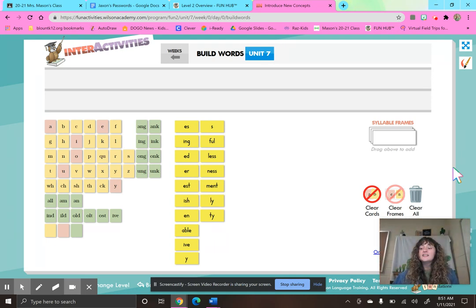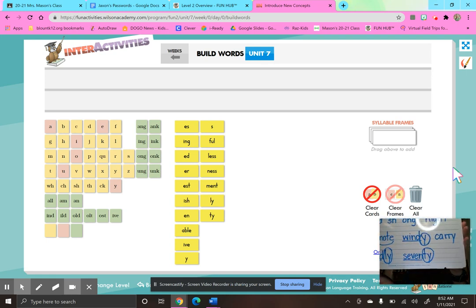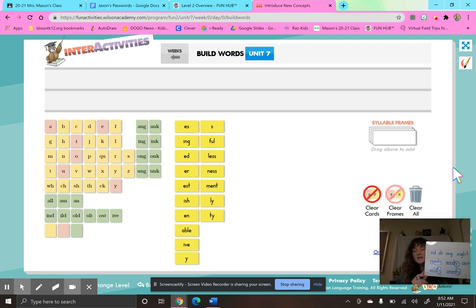All right, our next trick word we are going to write is carry. What's the trick word? Carry. Let's write with our mouth being the boss first. C-A-R-R-Y. Carry. Carry. C-A-R-R-Y. Carry. Carry.